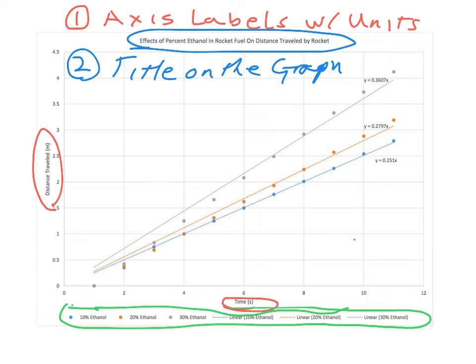So you need a legend. And the legend tells what each of the different lines is. Here, we've got 10% ethanol represented by the blue, red, and purple. And you can see our legend also tells us the line of best fit, the linear line of best fit. So those are your characteristics of a good graph: appropriate use of scales, clear axis labels with units, a title on the graph, and when needed, a legend telling you what the lines are.